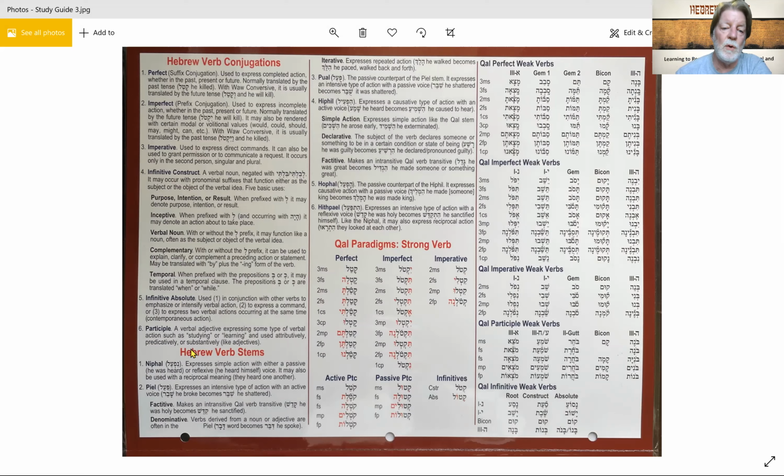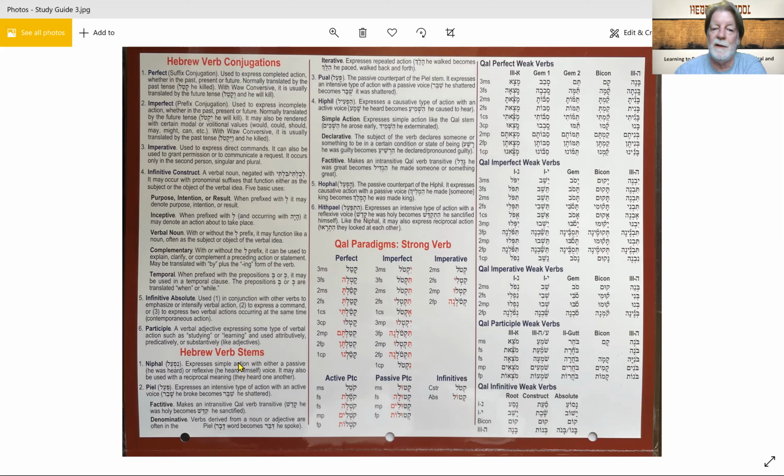It'll be handy for you to remember what those various conjugations mean. Today we will be looking at Hebrew verb stems, and we will look at these 6 that are given to us here. I think it's interesting that the kal verb stem, kal is a Hebrew word that means simple or basic, is not listed here.